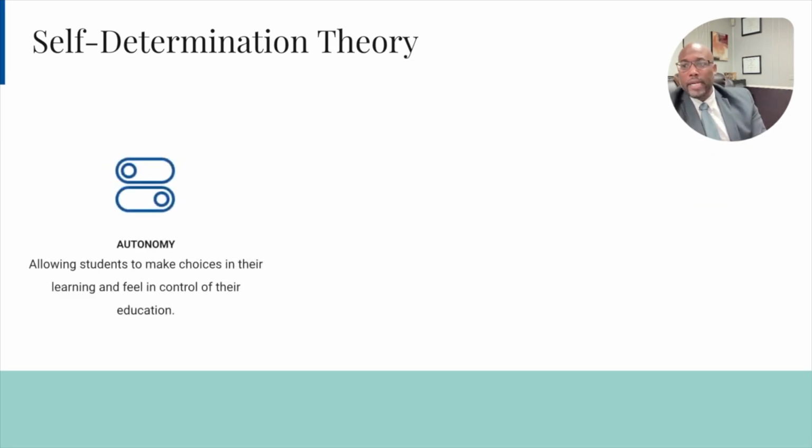Another theory that came to mind is self-determination. The first part of the self-determination theory is autonomy. We have to allow students to make choices in their learning and feel in control of their education. This is where differentiation is important, and you give students options as to how they may learn something. And we'll talk a little bit about differentiation during another video.